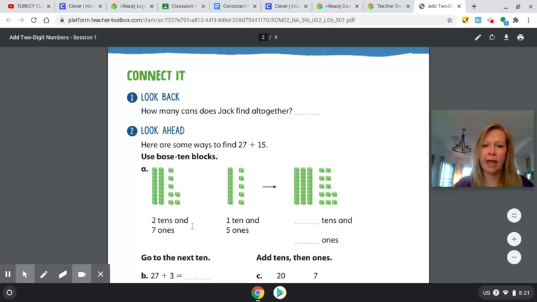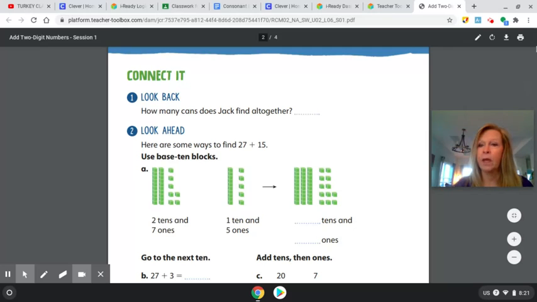So 2 10s and 7 ones, or 1 10 and 5 ones. And then when we put that together, we have 10, 20, 30, 31, 32, 33, 34, 35, 36, 37, 38, 39, 40, 41, 42. So here, when we are looking at this, we have 3 10s and 12 ones, which you would write.